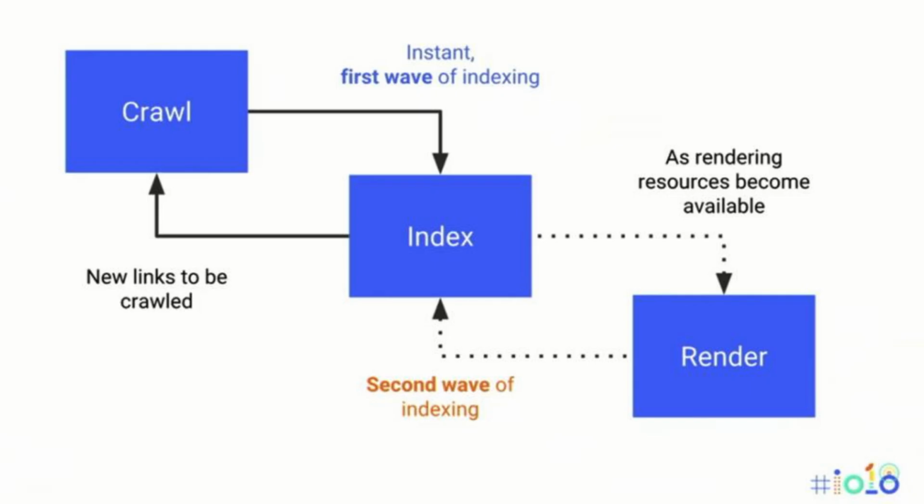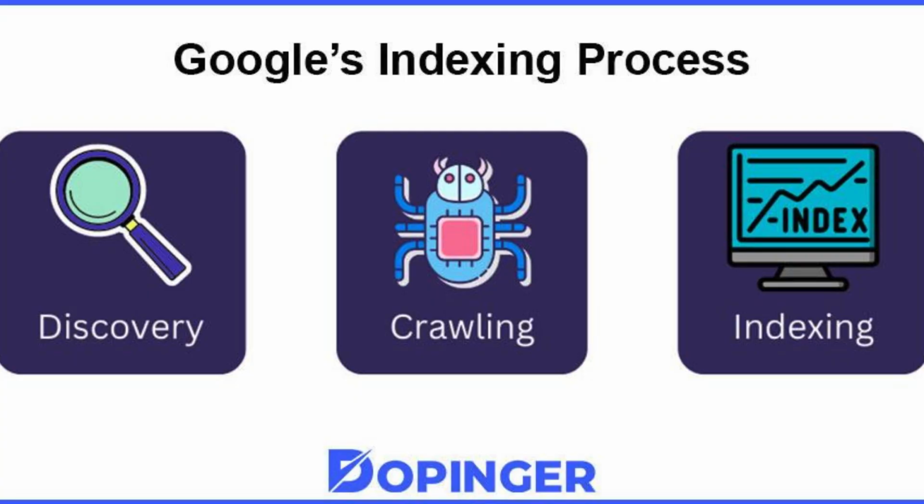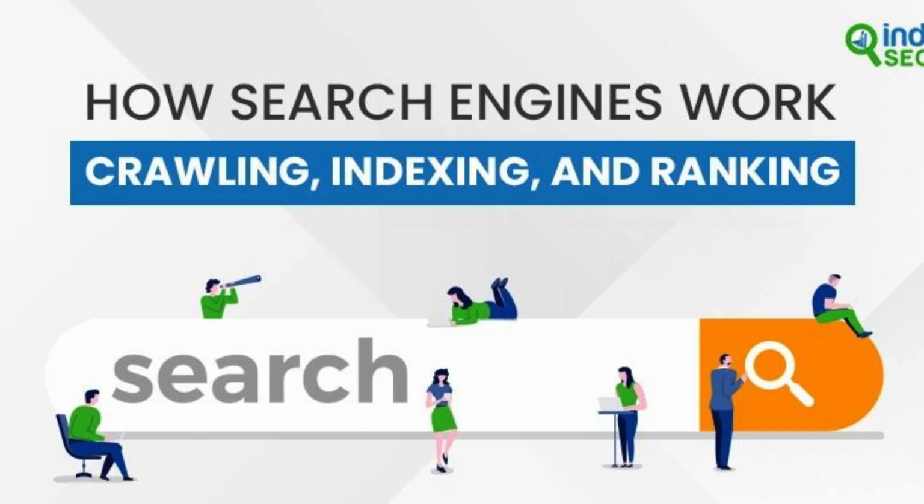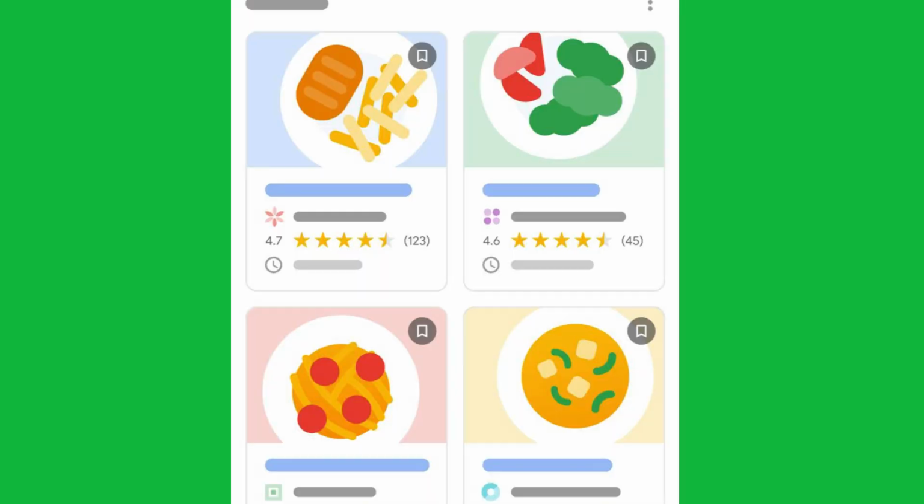Then comes types of schema markup. There are many types of schema markup, but beginners should focus on the important ones. First is article schema, perfect for blog posts. It tells Google about headline, author, published date. Second is FAQ schema. This helps your question and answer appear directly in Google search results.